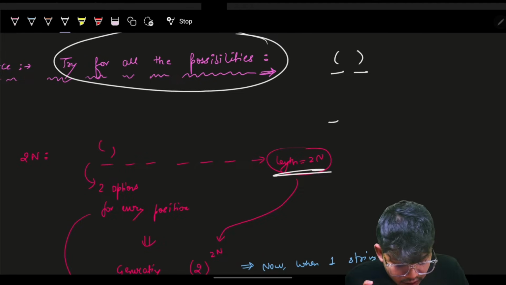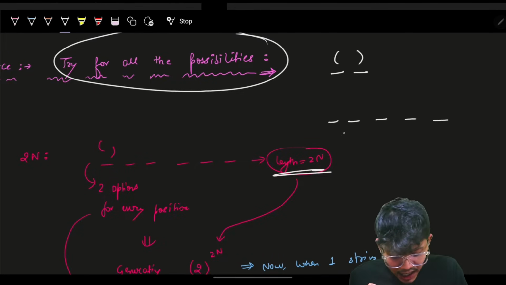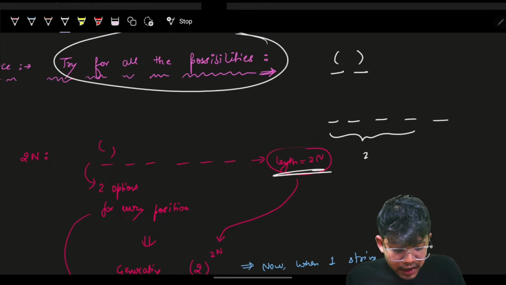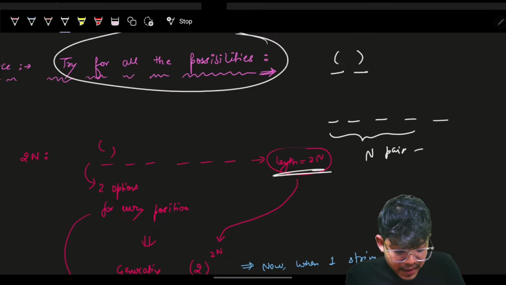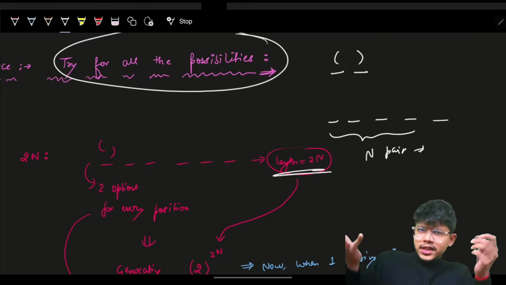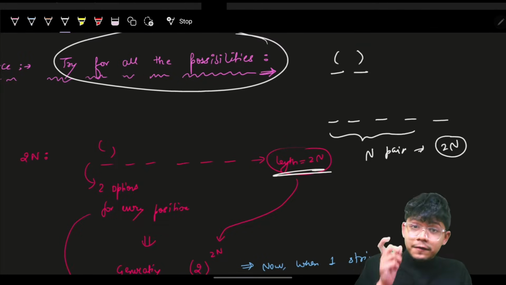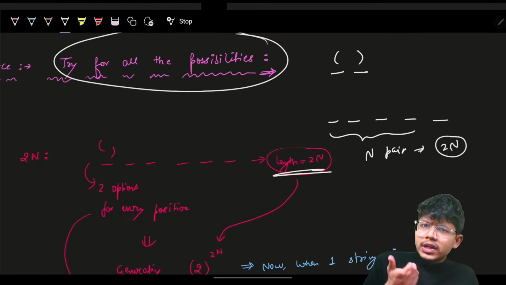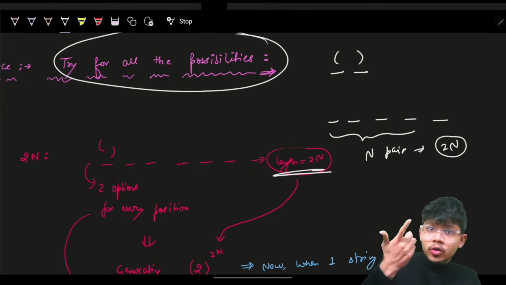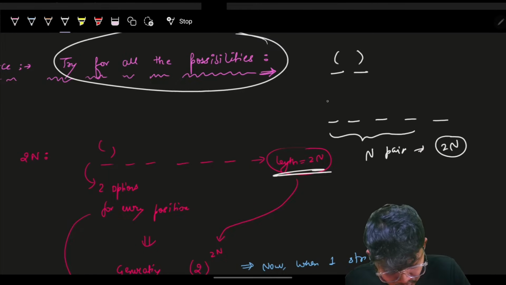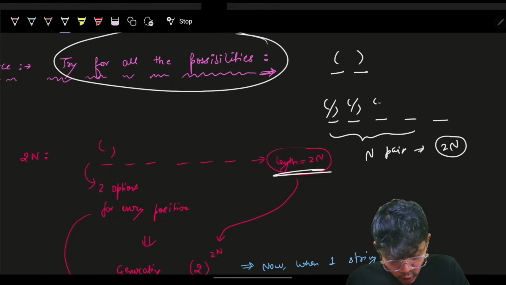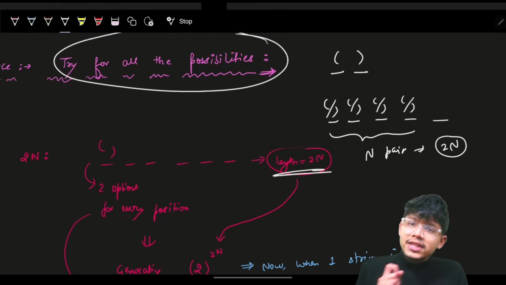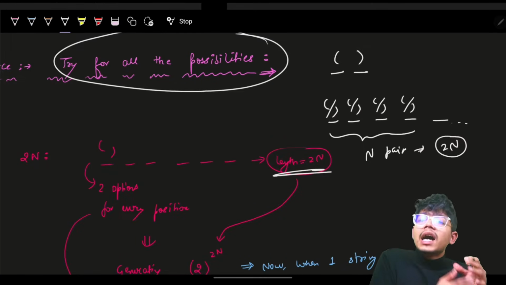So I know that I have to form n pairs of parentheses, which means the length of all the characters in total will be 2n. Now if my length is 2n, I'll place an opening or closing, opening or closing, opening or closing, and so on and so forth. This is what I am going to place.